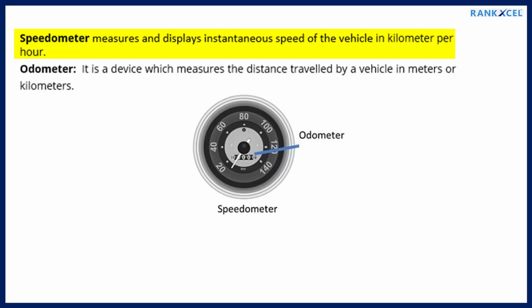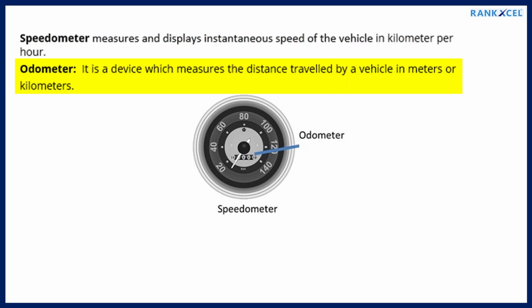Speedometer measures and displays the instantaneous speed of the vehicle in km per hour. Odometer is a device which measures the distance traveled by a vehicle in meters or kilometers.